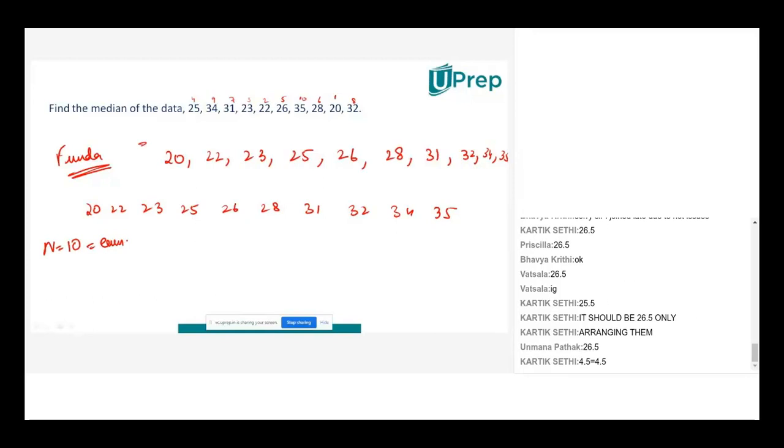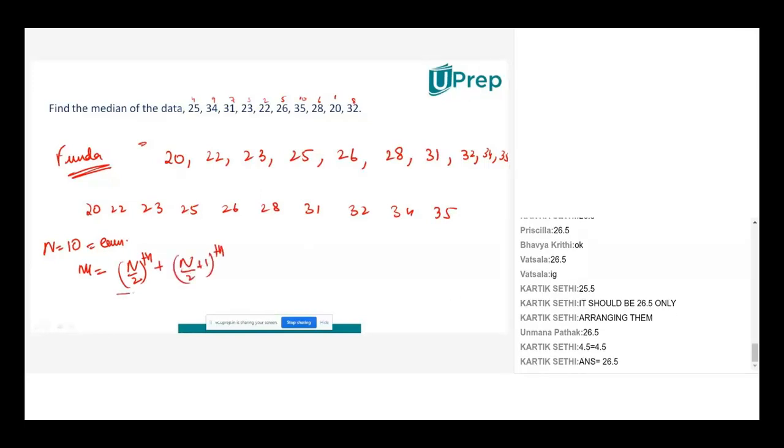10 means what? Even, right? So what does the formula say? N by 2th observation plus N by 2 plus 1th observation, divided by 2. What is N by 2? 5th observation plus 6th observation divided by 2.